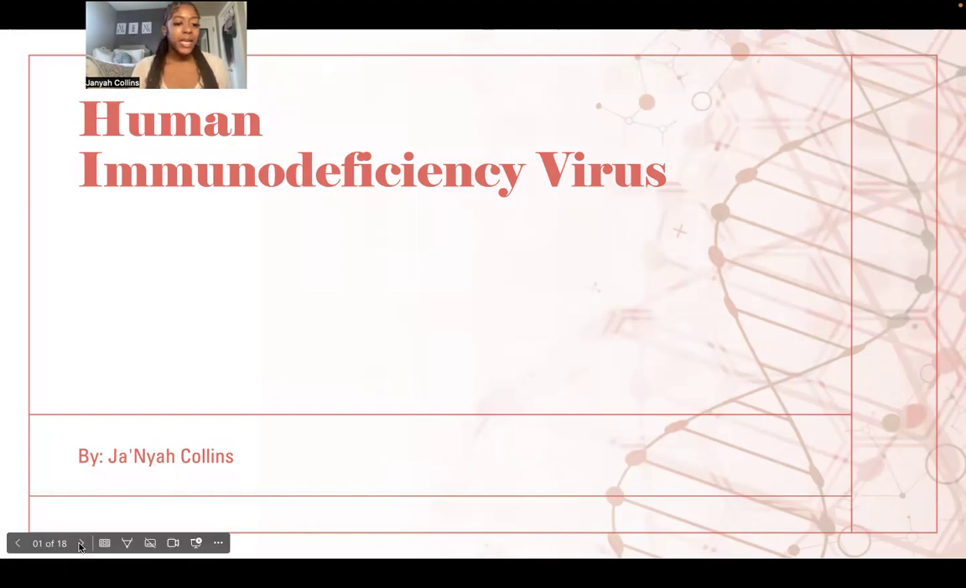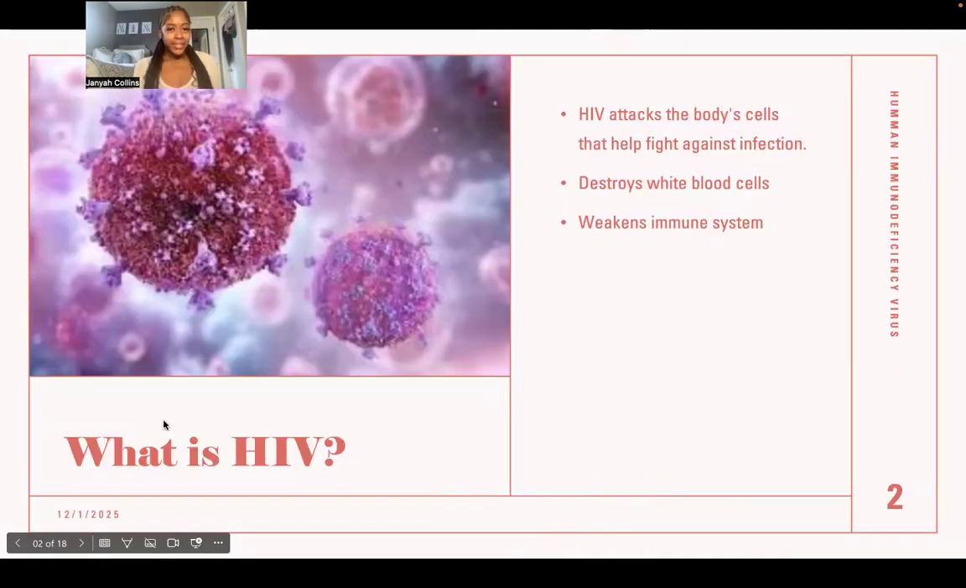Go to the next slide. All right, what is HIV? HIV is the human immunodeficiency virus, and it's a current global public health issue. It attacks our body's white blood cells, which are also known as our CD4 T helper cells. When these cells are destroyed, the body's immune system is weakened, which makes it really hard for our body to fight back against infection.